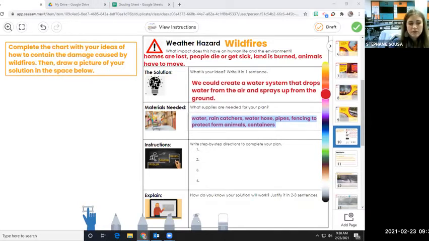Okay, lots of things that we're going to need. I liked the idea of rain catchers, using the natural rain from the area. And if there's not going to be rain in the area, like if it occurs in a desert, then that's where we might need to provide the water. But if it is in an area like California that has forests that get rain in them, then we could absolutely catch the water there naturally and not have to pay for or buy water for this solution.